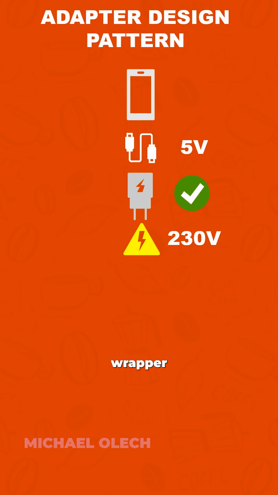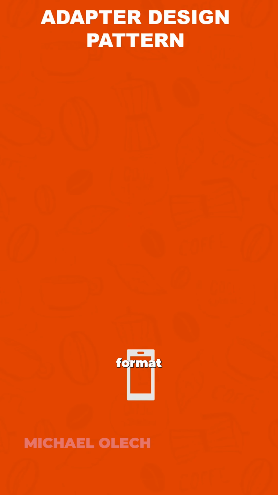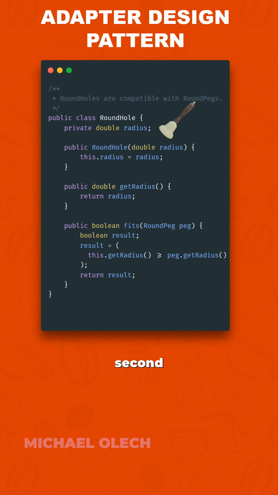The adapter acts as a wrapper between two objects. It catches calls from one object and transforms them to a format and interface recognizable by the second object.